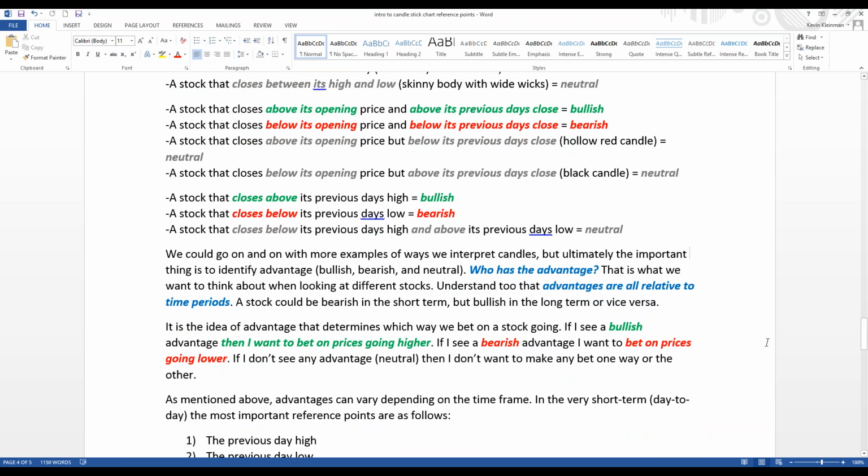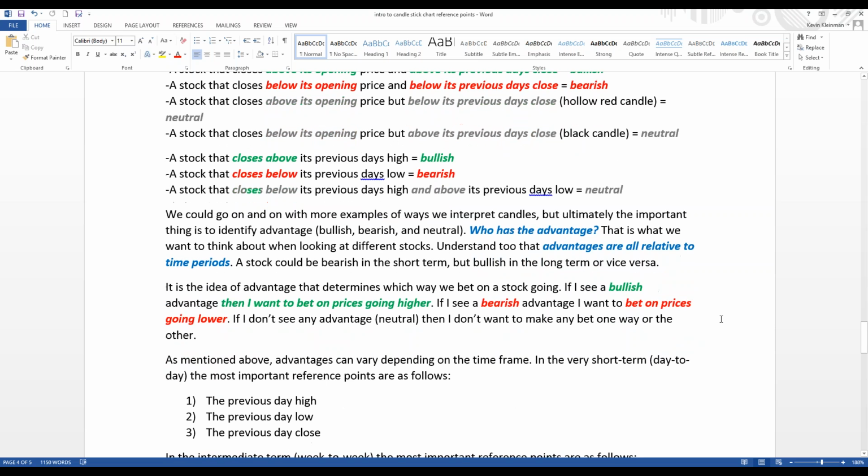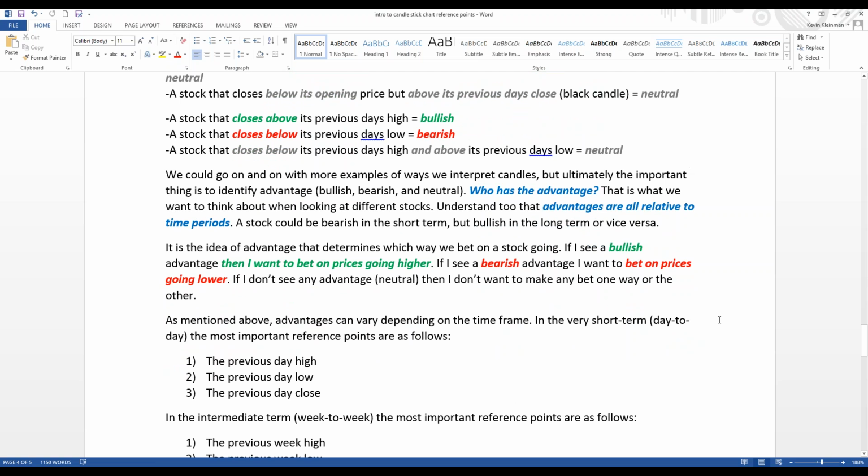It's the idea of advantage that determines which way I bet on a stock going. If I see a bullish advantage, then I want to bet on prices going higher. A bearish advantage, I want to bet on prices going lower. And if I don't see any advantage, meaning it's neutral, then I don't want to make much of a bet one way or the other. Now, as mentioned above, advantages can vary depending on time frame.